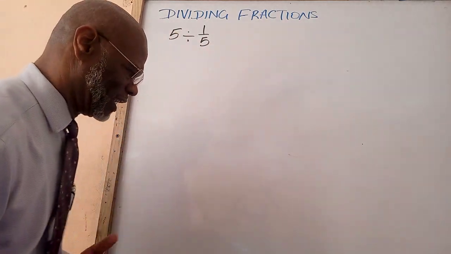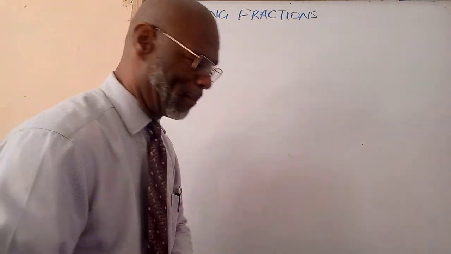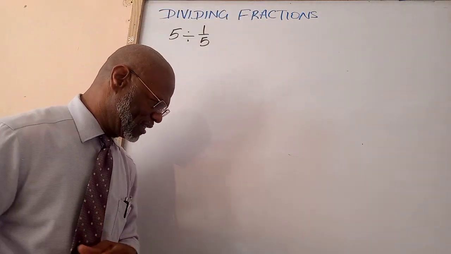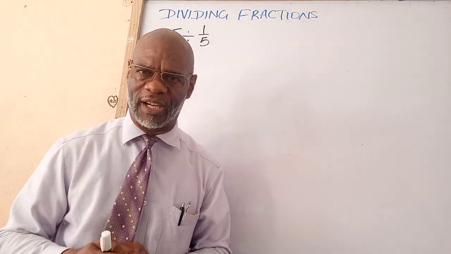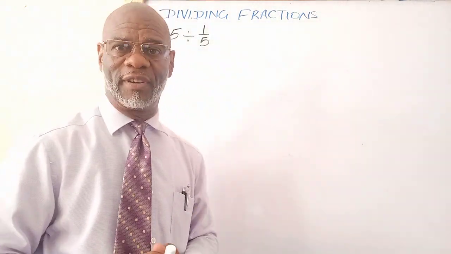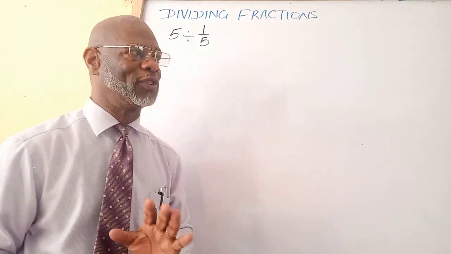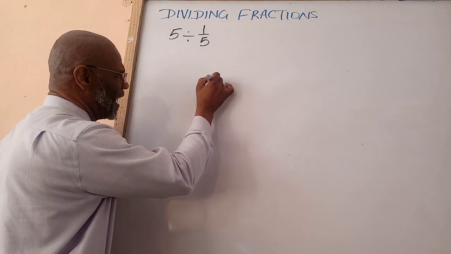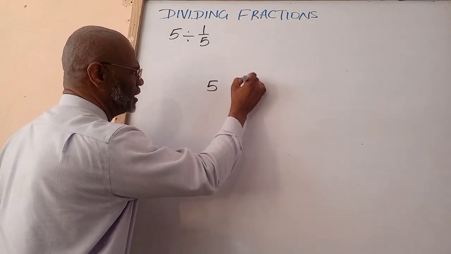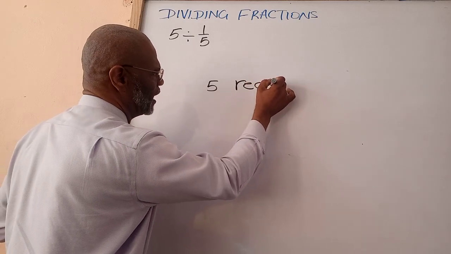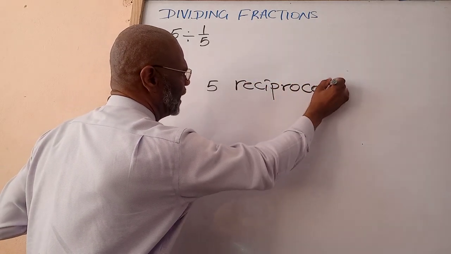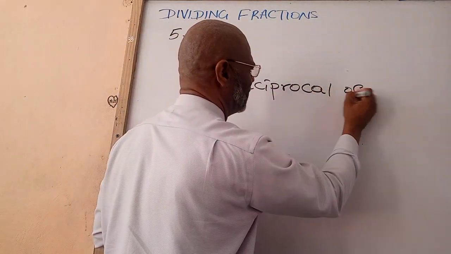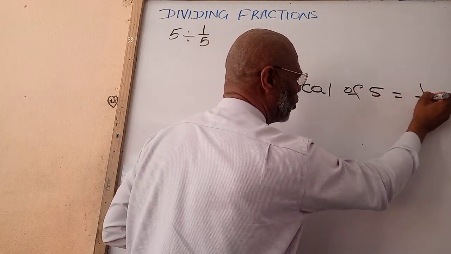And what does reciprocal mean? Now the product of a number and its reciprocal is equal to 1. So the product of a number and its reciprocal is equal to 1. So before we get to this, just let's look at this. So if I have 5, the reciprocal, R-E-C-I-P-R-O-C-A-L. Right? So the reciprocal of 5 is equal to 1 over 5.